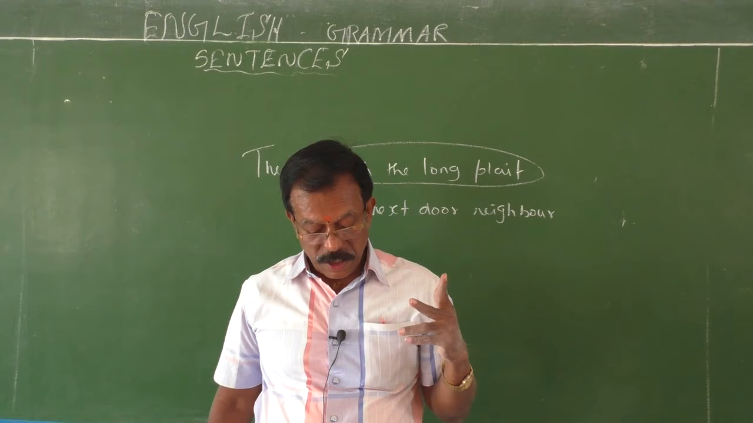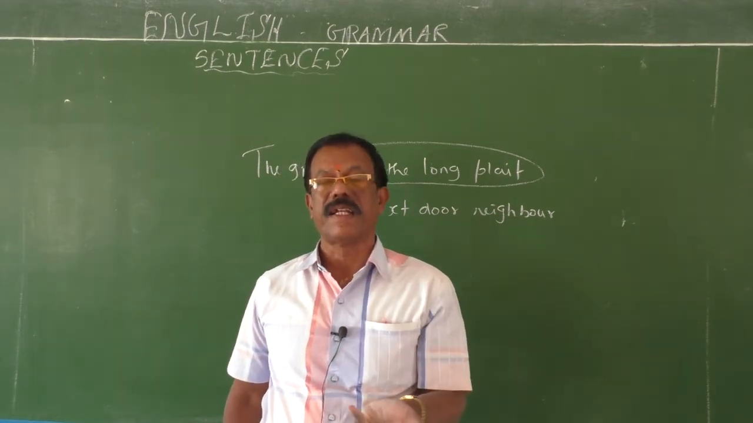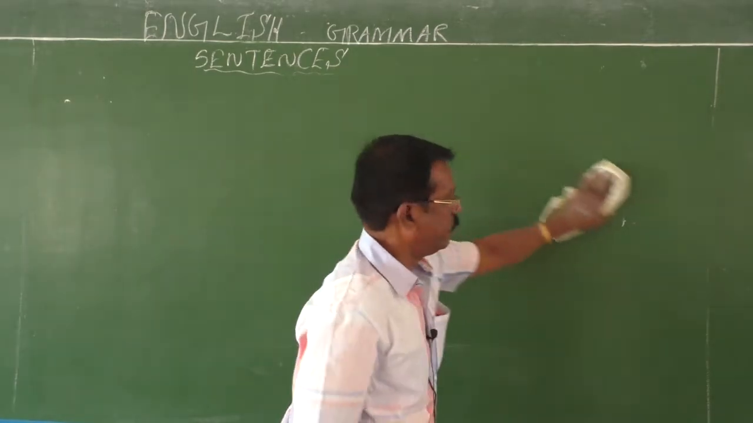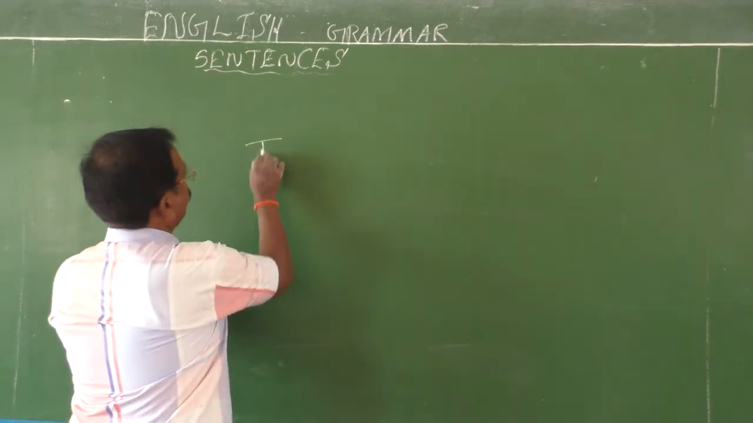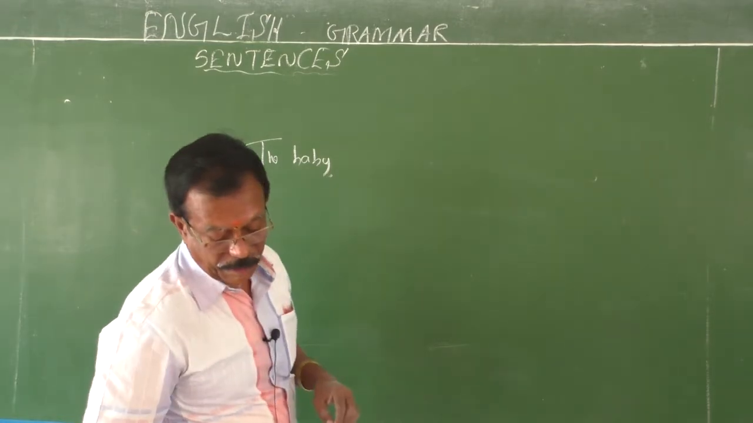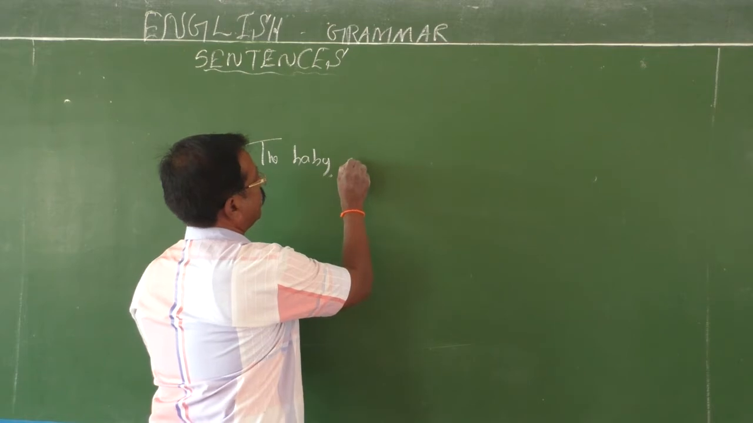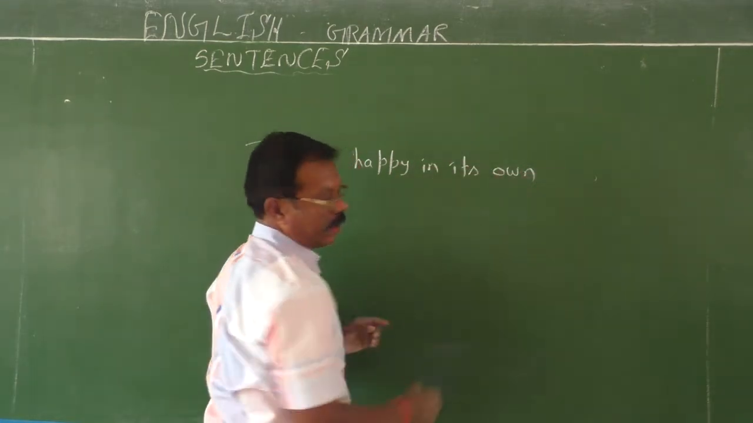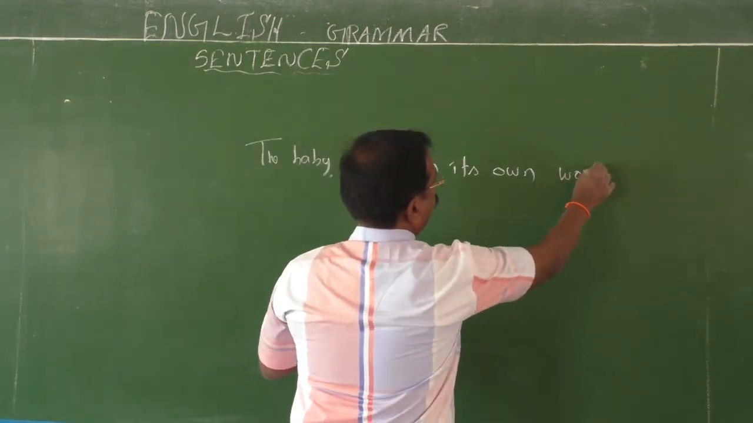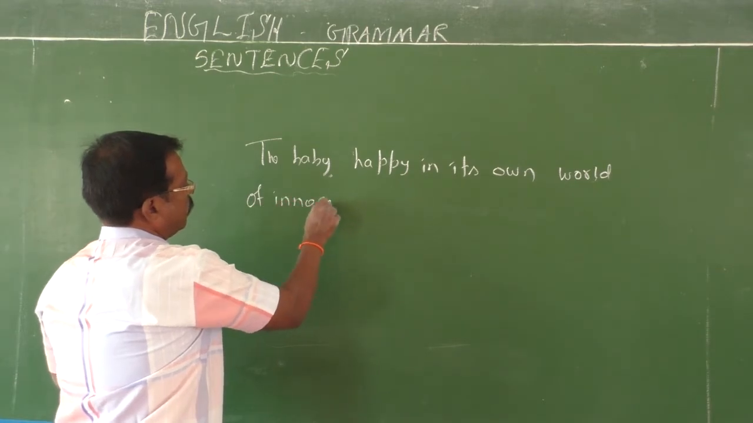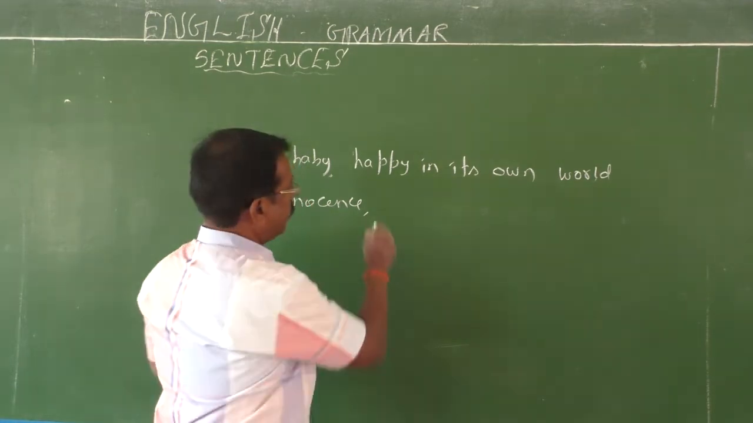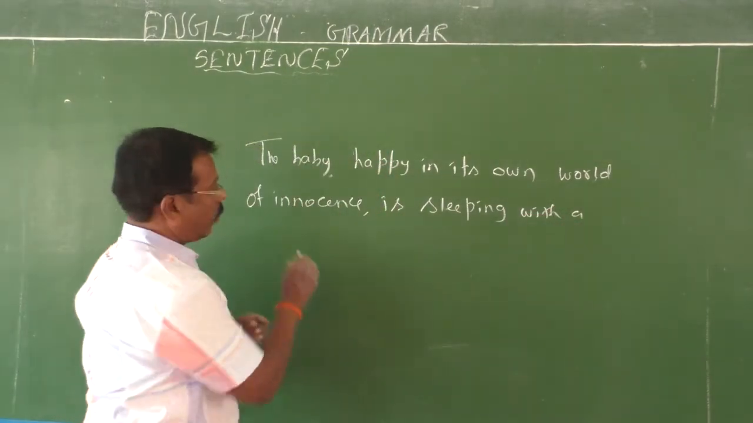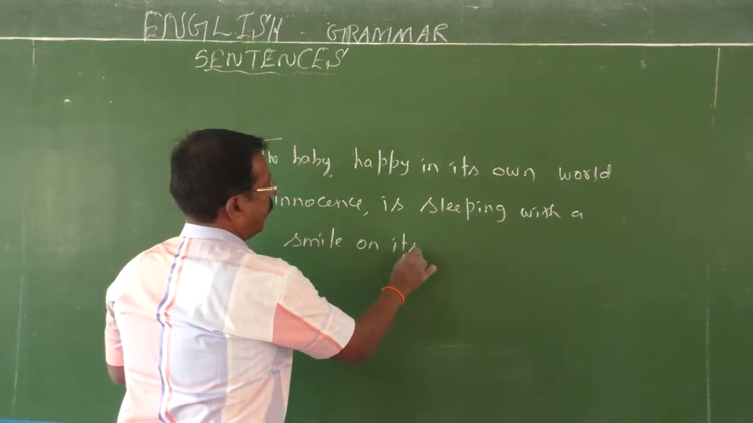The baby, happy in its own world of innocence, is sleeping with a smile on its face. Another good sentence is given in your text, children. Let me write the sentence on the board and I will explain. See the nature of the sentence. The baby, happy in its own world of innocence, is sleeping with a smile on its face.